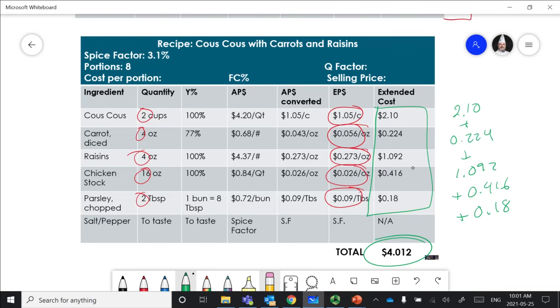Notice we didn't round in this column here, right? We left the decimal places. When we get down to this point down here, our total, now we can round. But if we want to get a portion cost, now we divide this by our number of portions in our recipe of 8, so 4.01 divided by 8 gives us about 50 cents per portion. So the entire recipe costs us $4, but the portion cost, or the individual serving, is going to cost us 50 cents. All right, that's the end of the extensions video.